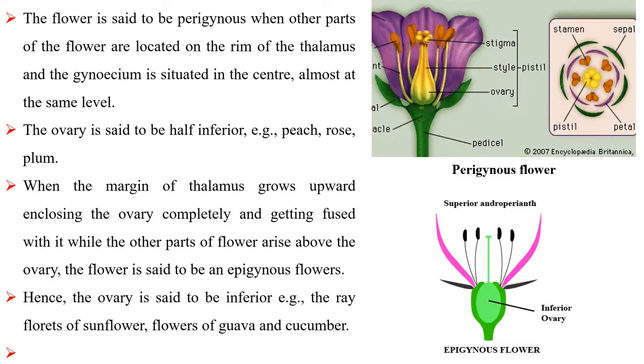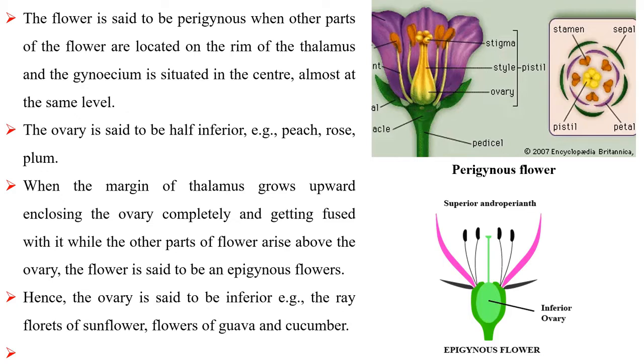The flower is said to be perigynous when other parts of the flower are located on the rim of the thalamus and the gynecium is situated in the center almost at the same level. The ovary is said to be half inferior, example peach, rose, plum.